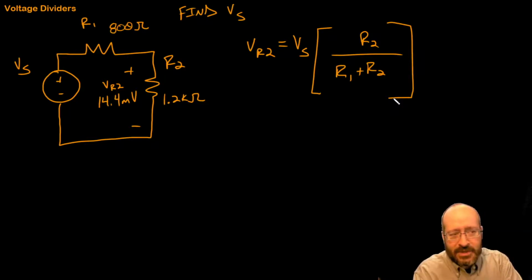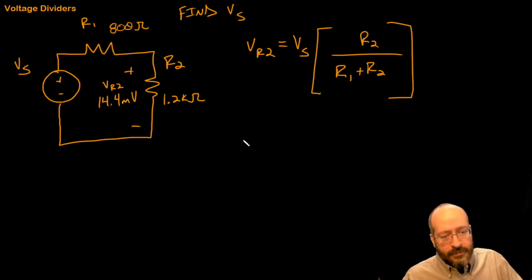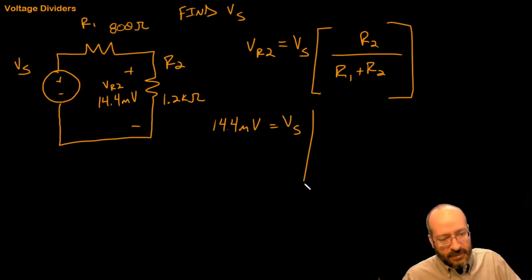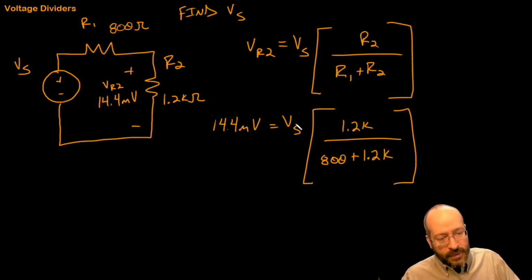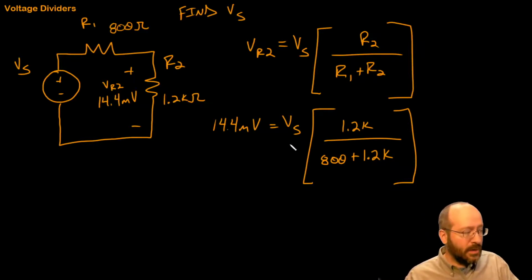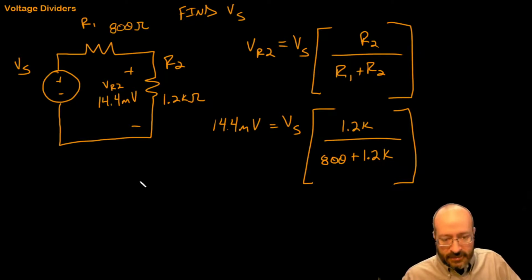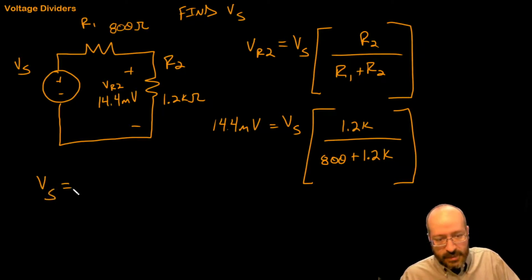And now we just have to make sure we have one unknown. This is our one equation. So VR2 is 14.4 millivolts. We're solving for Vs in this case. And we have 1.2K over 800 plus 1.2K. Okay, so it looks like I have one equation with only one unknown, so we can solve this, and it's a little bit of algebra to get there, but I think we can handle it.